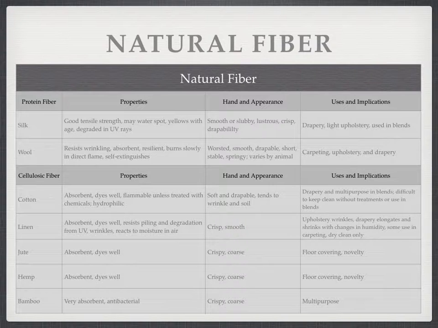Like I said, the cellulosic fibers derive from plants. So the main ones that we're focusing on, there are more, are cotton, linen, jute, hemp, and bamboo. Jute and hemp have a lot of similar properties. Typically, it's more of a novelty fiber. It is pretty coarse and rough, but pretty good for withstanding stains and things like that. You'll see it often used in rugs in residential and commercial settings. Cotton is very common for multi-purpose blends, so used in blends for upholstery, used in blends for drapery.